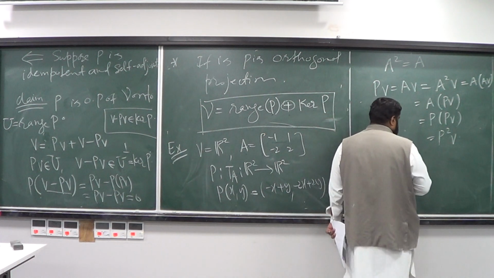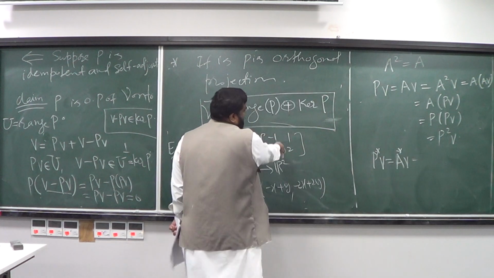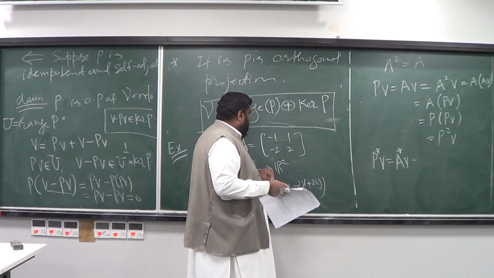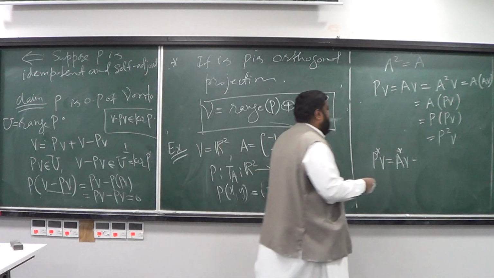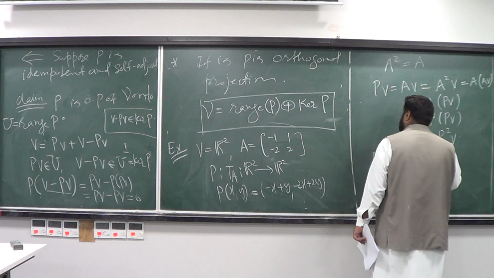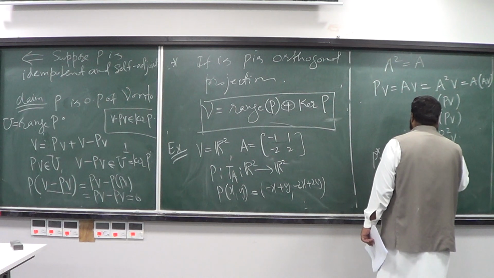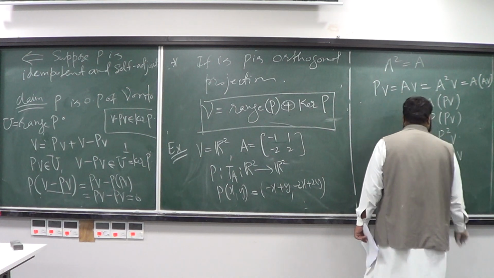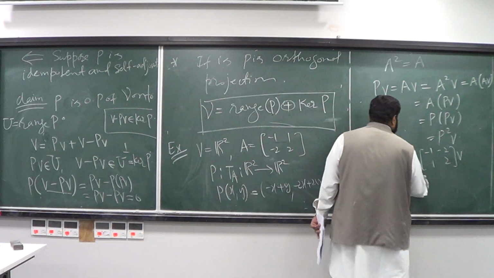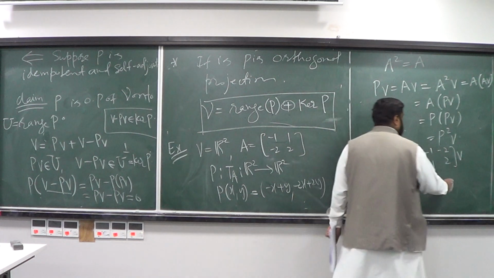So P is also self-adjoint, because if you compute, for example, P star V, it's going to be A star V, and A star, the conjugate transpose of this, is equal to itself. So it's going to be this matrix [-1, 1; -2, 2] operated onto vector V. Okay, this shows that this is not equal to AV. So this is not equal to PV.